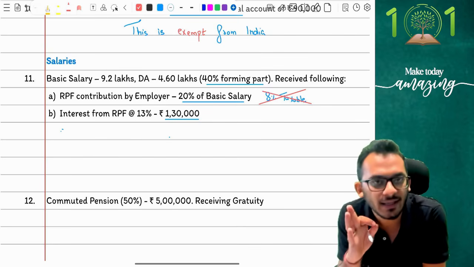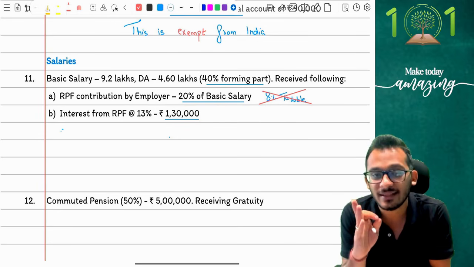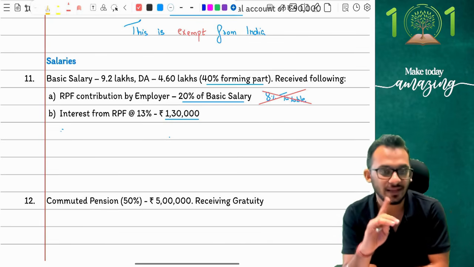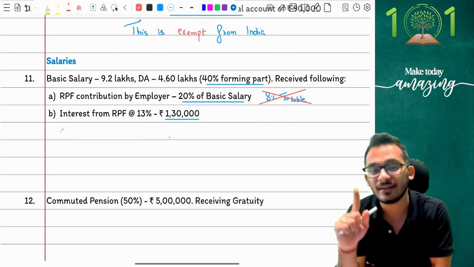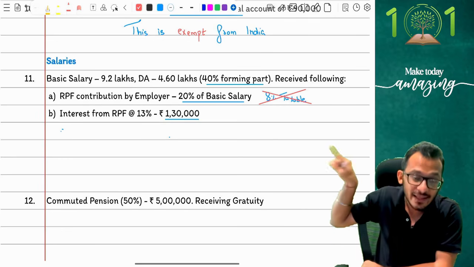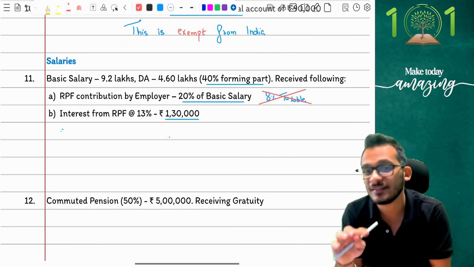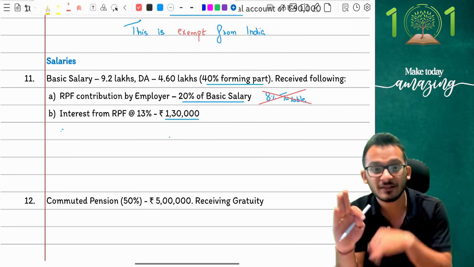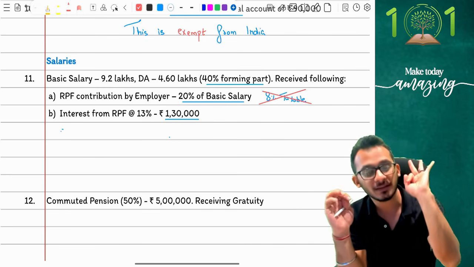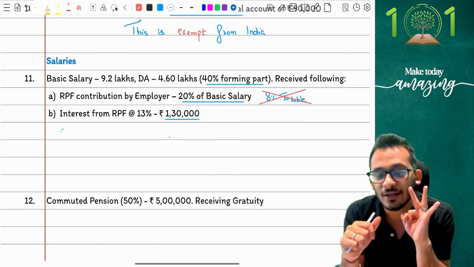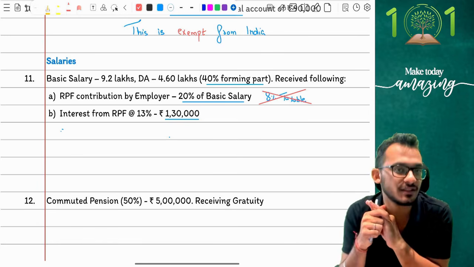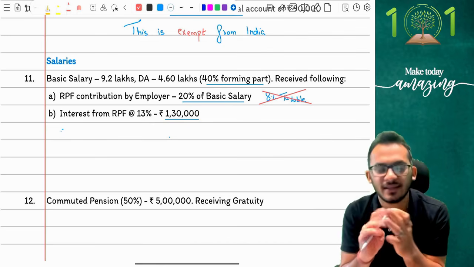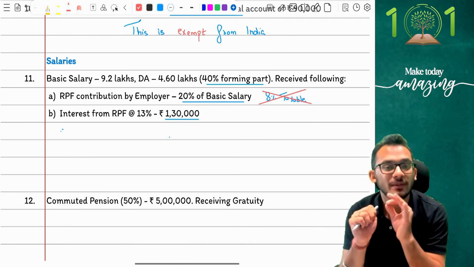Notice very carefully. Income tax does not say 12% is exempt. Income tax says 12% of salary is exempt, and that's the difference. Here they have given 20% of basic salary, whereas PF says it is 12% of salary, and the salary definition under PF is basic plus DA forming part plus turnover commission. Unless you take all three components, your salary definition is wrong. If you just use the basic, you are making a horrible mistake in examination, and that's something to be paid attention to.